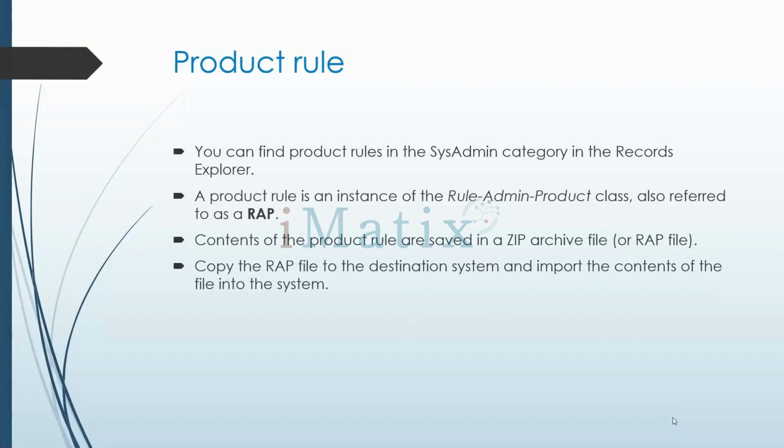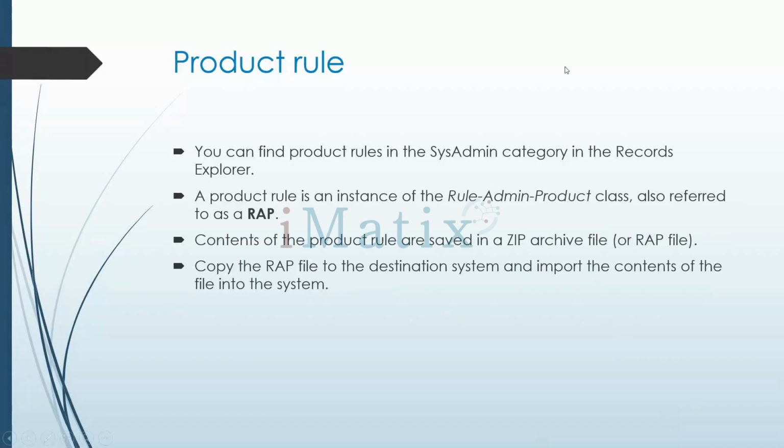Either you can call it a product rule or you can call it a wrap. And this wrap is going to be in the form of a zipped archive file. We will see a zipped file being given to you when you ask for a wrap. And this zipped file has to be imported back on your new environment. Whatever is going to be your destination environment, in that you have to import it. You export it from the source environment, then you import it onto the destination environment. That's how the typical process is.